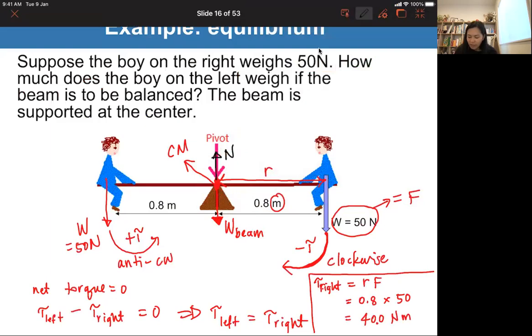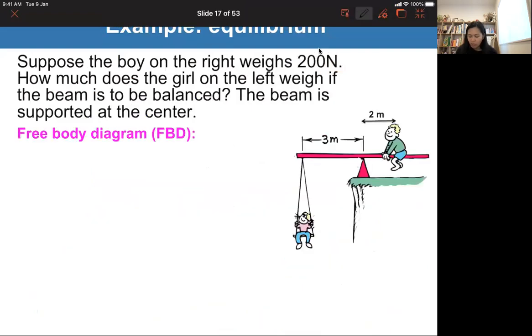Now let's look at another example. For the previous example, it was sort of intuitive to find the weight of the boy on the left because the lever arm is the same for both, right? They're located at the same distance relative to the pivot point. And so it was quite intuitive to find the weight of the boy on the left.